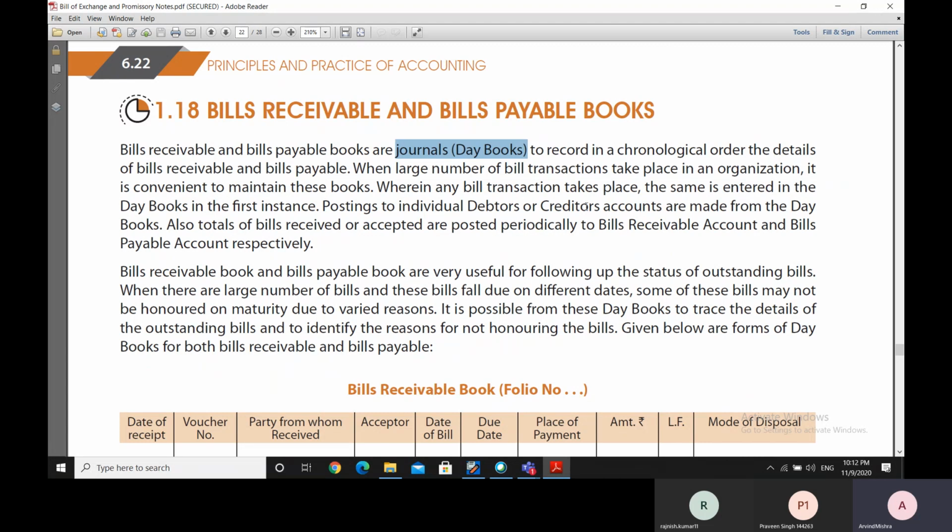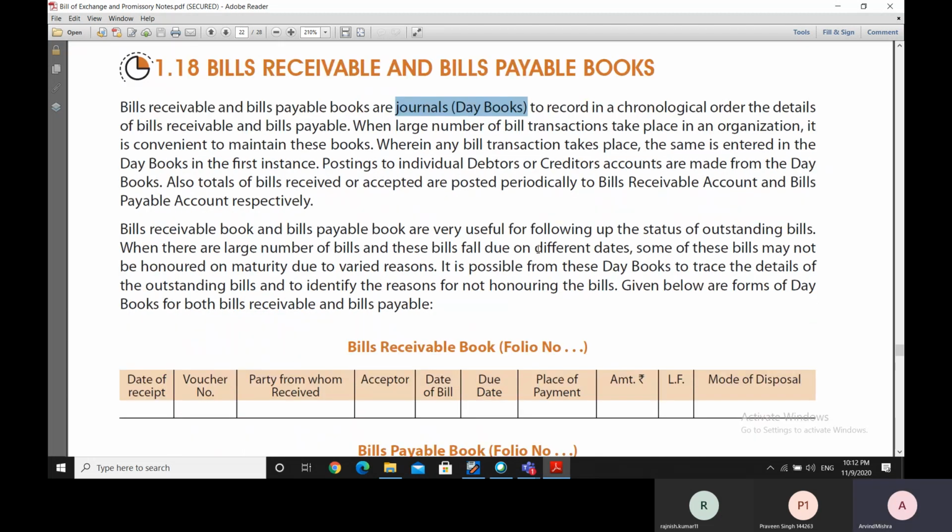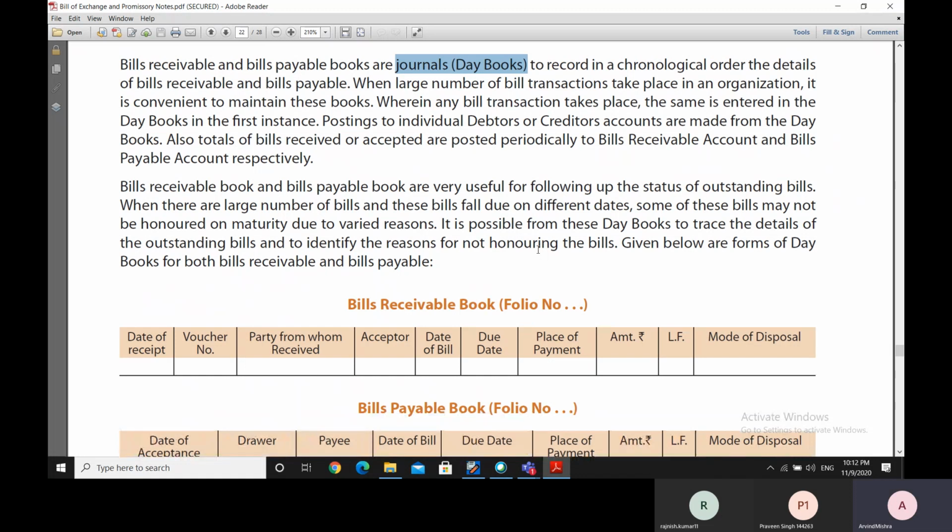Whenever any bill transaction takes place, it will be entered in the day book first of all, and thereafter posting will be done from the day book to individual debtors' or creditors' accounts. Also, the totals of the bills which were received or accepted are posted periodically to the bills receivable account and the bills payable account. So this is a posting being done from the journal.